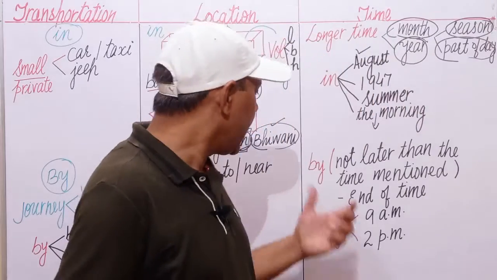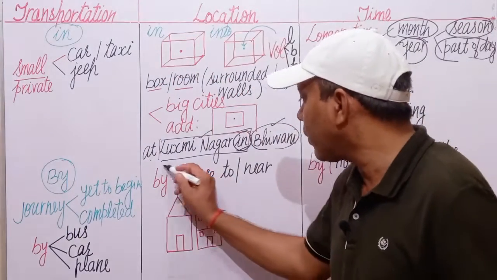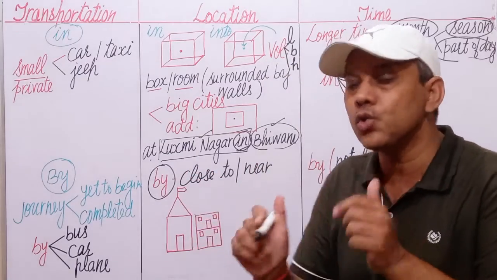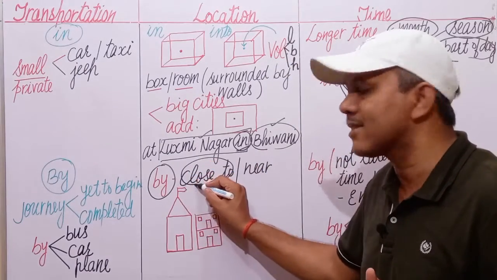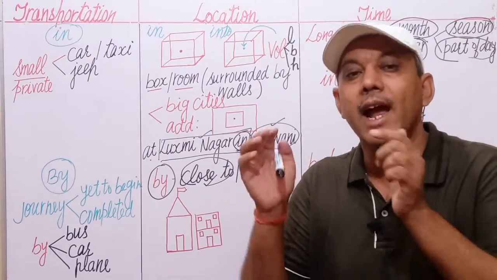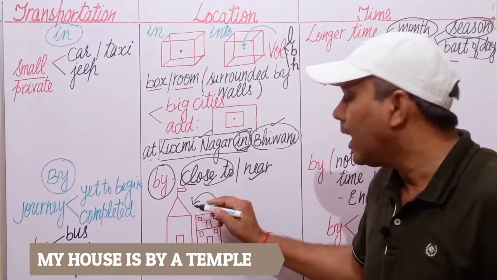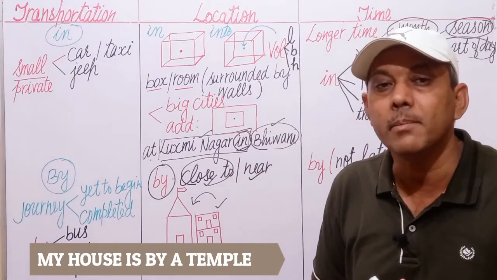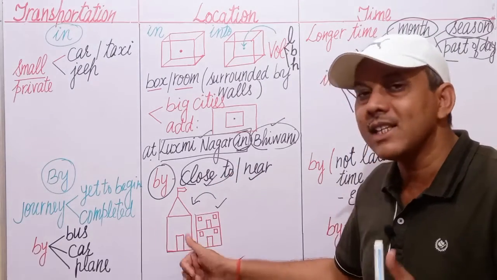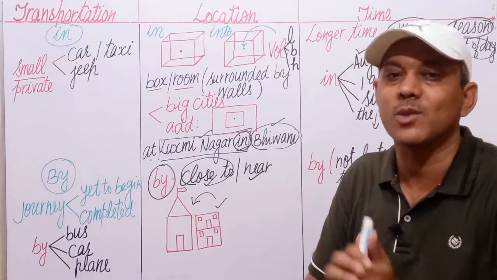Next is, where do we use by in case of location? In case of location, by is used in the context of closeness, close to or near. In case of closeness and nearness. For example, my house is by a temple or by the temple, or there is a temple by my house, close to my house, near my house.